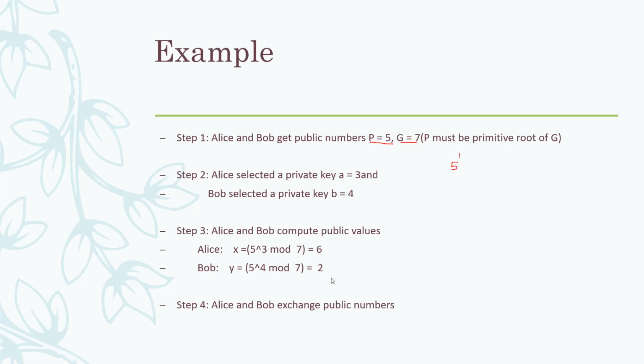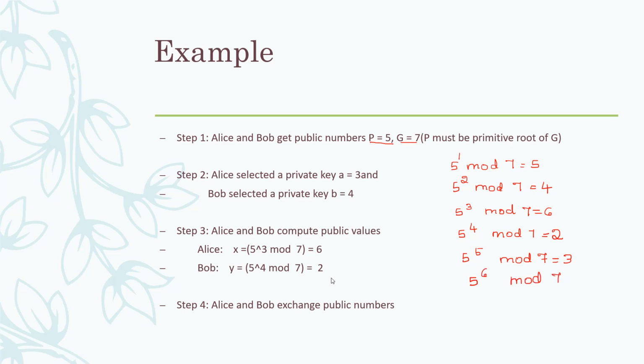Now let's say 5 to the power 1 mod 7. The remainder is 5. Similarly, we will calculate 5 to the power 2 mod 7. Then the remainder we get is 4. 5 to the power 3 mod 7, the remainder is 6. 5 to the power 4 mod 7, the remainder is 2. 5 to the power 5 mod 7 is equal to 3, and 5 to the power 6 mod 7 is equal to 1.